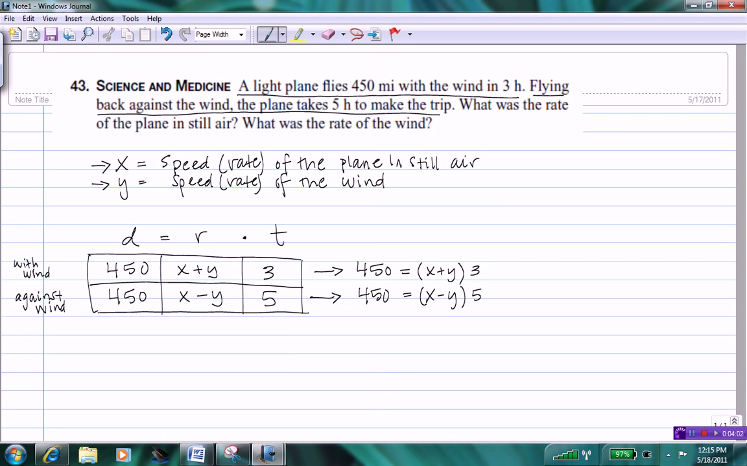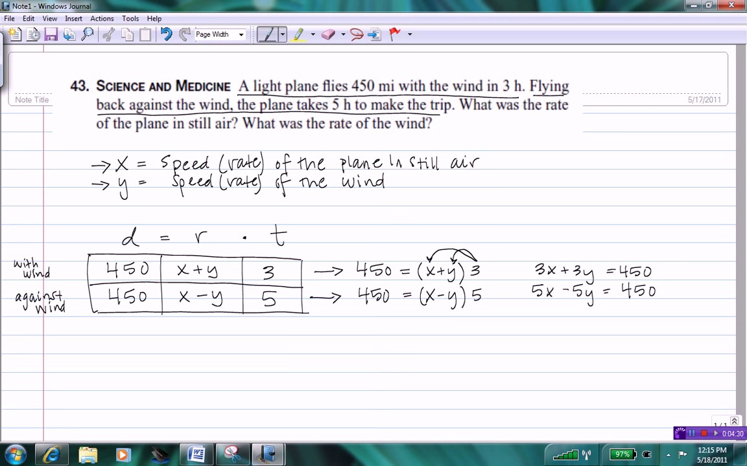Now I'm going to go ahead and write these equations in a way that's going to make them a little bit easier for us to work with going forward. First of all, I'm going to distribute the 3, and then I'm going to flip this around a little bit. So I have 3x plus 3y equals 450, and then I'm going to do the same thing for the second equation. 5x minus 5y equals 450.